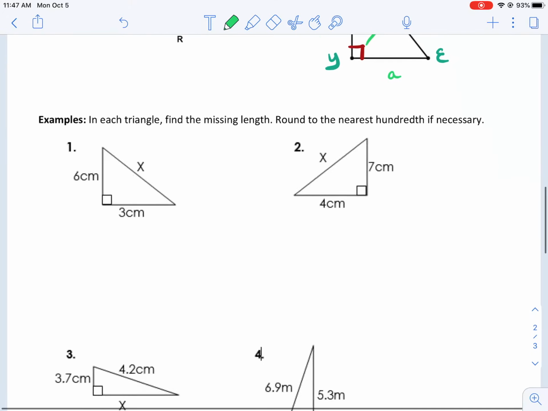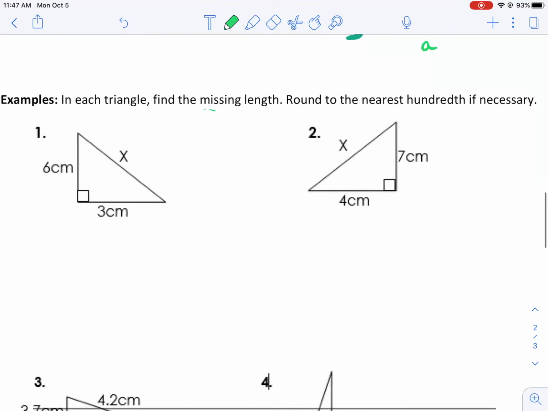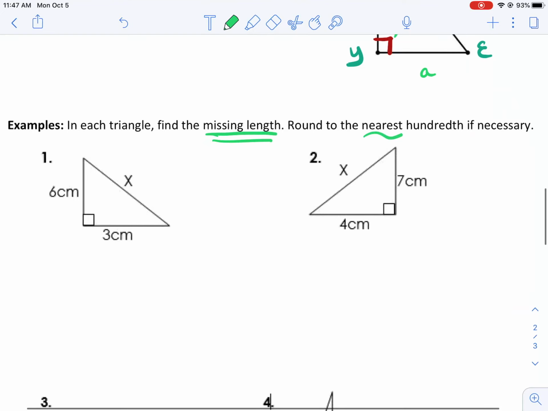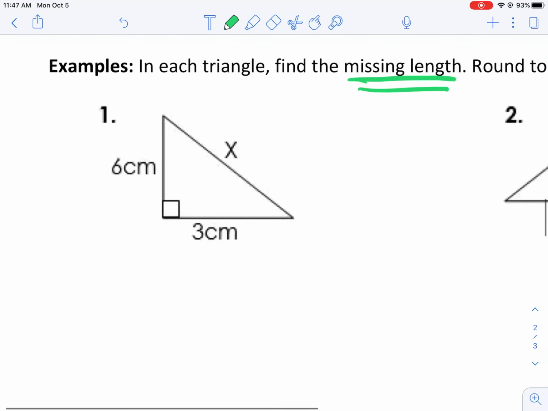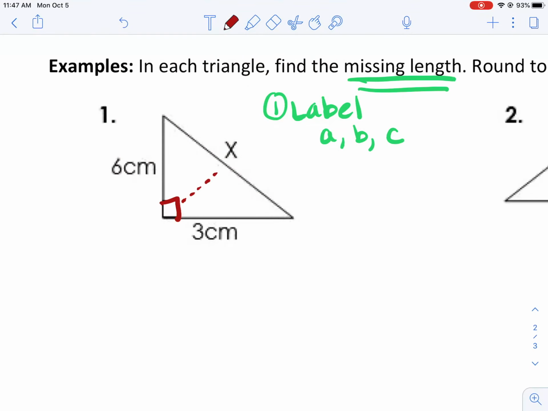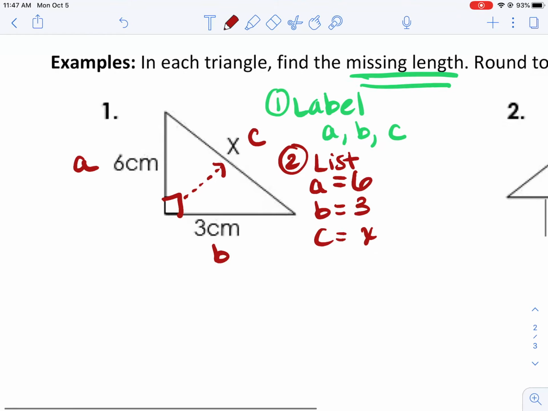So we're going to do the same thing we just did. We're going to find the missing length. So whenever you see a right triangle and missing length, you want to think of Pythagorean theorem. And we're rounding to the nearest hundredth if we need to. So first thing we're going to do, step 1, we're going to label A, B, and C. So let's figure out which is A, which is B. So here's my right angle. If I'm standing here, I walk across, that's my C. And I notice that's my variable X, so we're not going to do anything with that. And then I'm going to make this A and this B. And if it helps, maybe let's list what A, B, and C are. A is 6, B is 3, and C we don't know, it's X, okay?